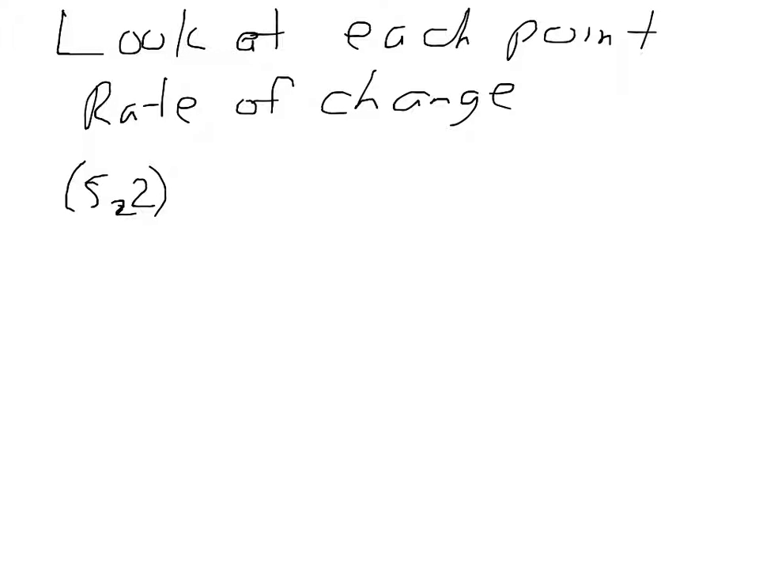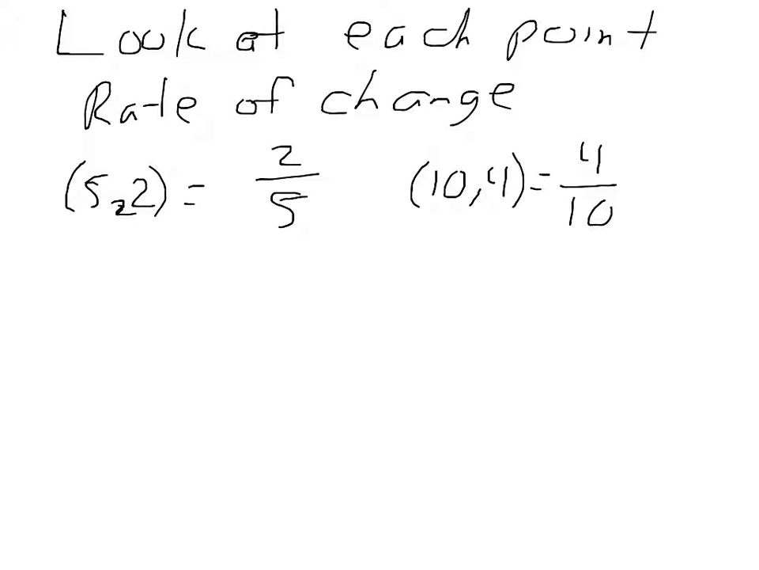2 over 5. What was the second ordered pair? 10, 4. So what would be the rate? It would be 4 over 10, but what's 4 over 10? 2 over 5. You seeing the pattern here? Yeah. All of the rates are going to be the same.